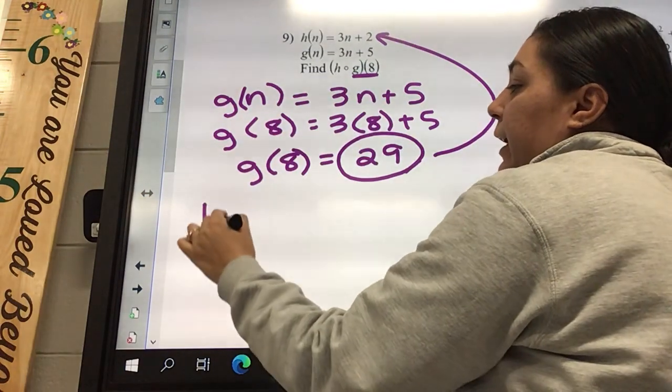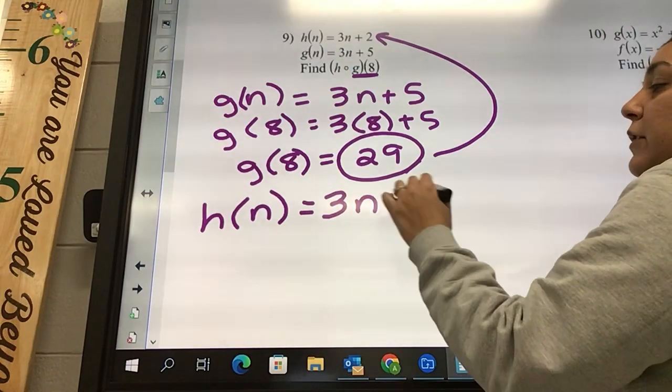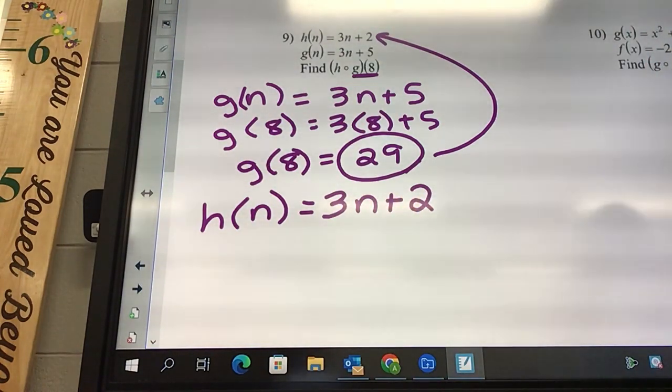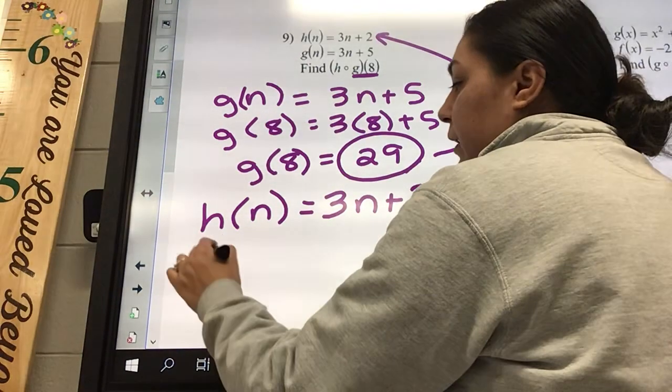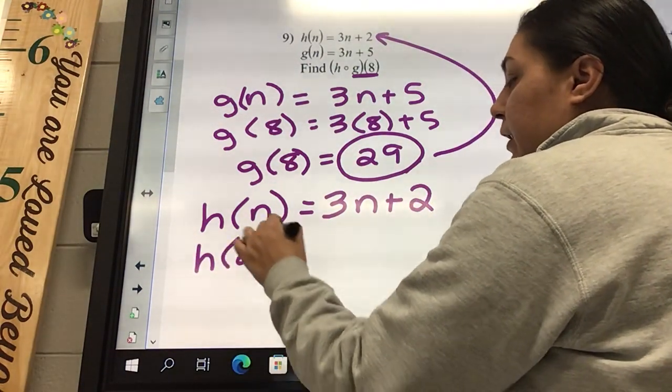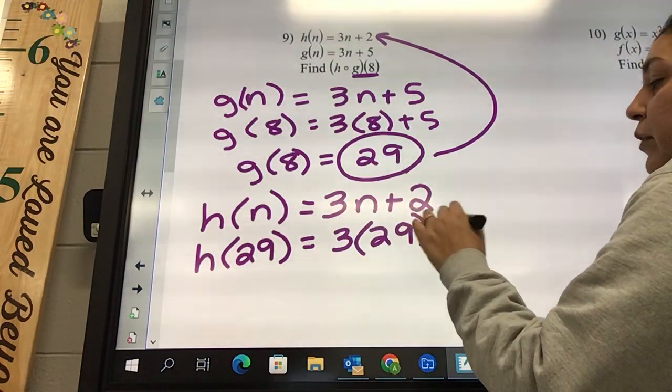So it's going to look like h of n equals 3n plus 2. Okay, and everywhere there's an n, we're going to be plugging in what? 29. So h of 29 equals 3 times 29 plus 2.